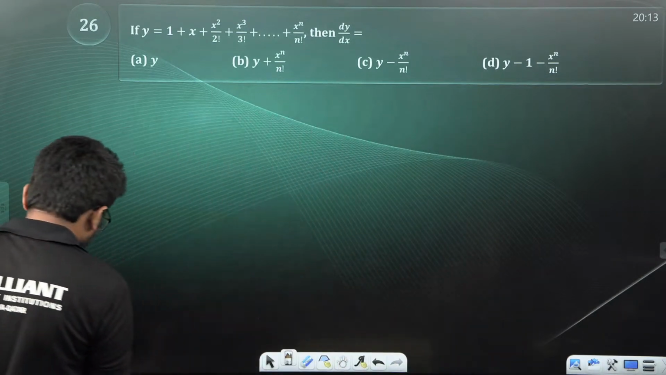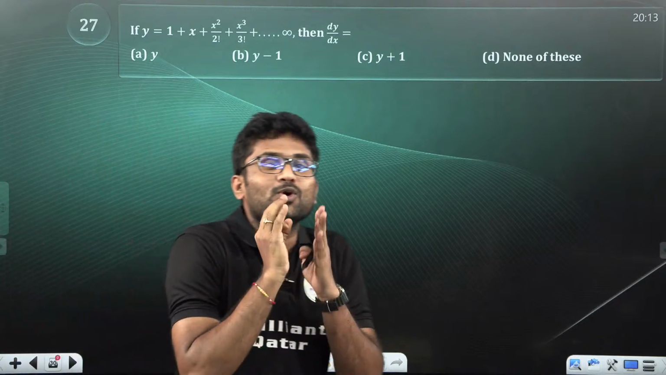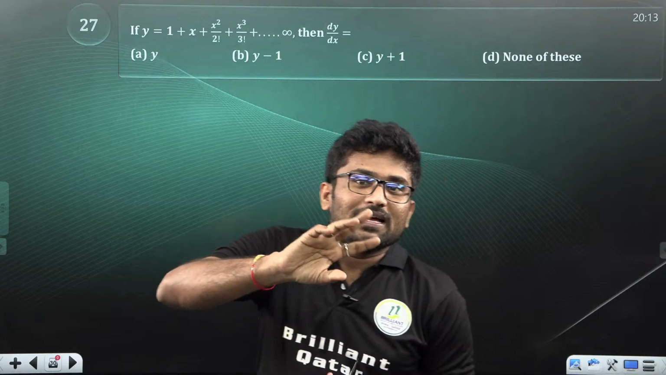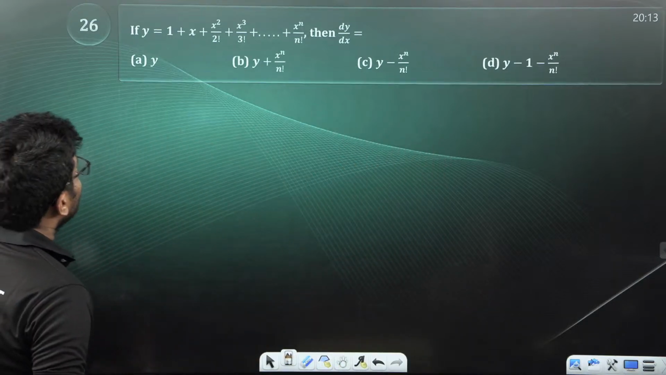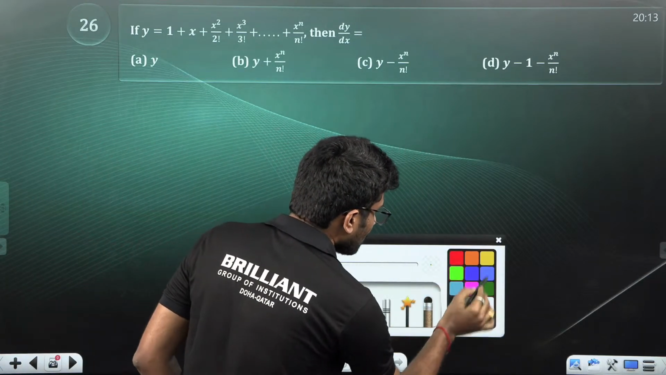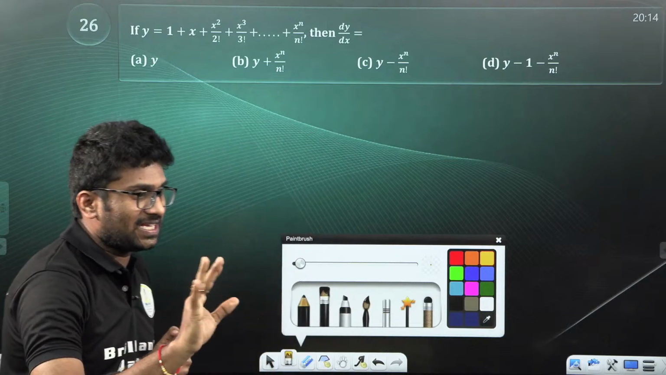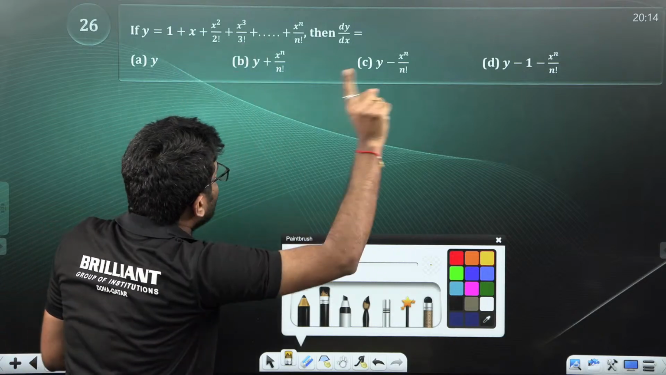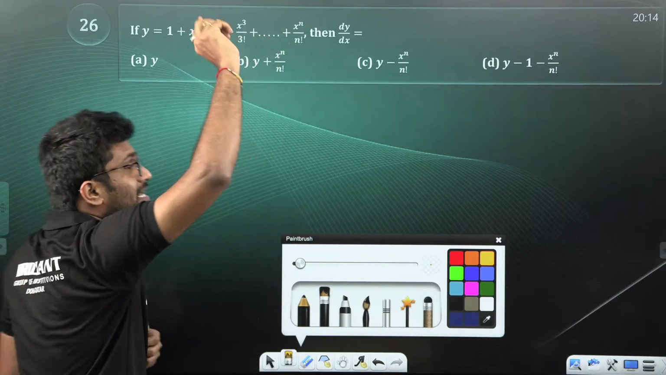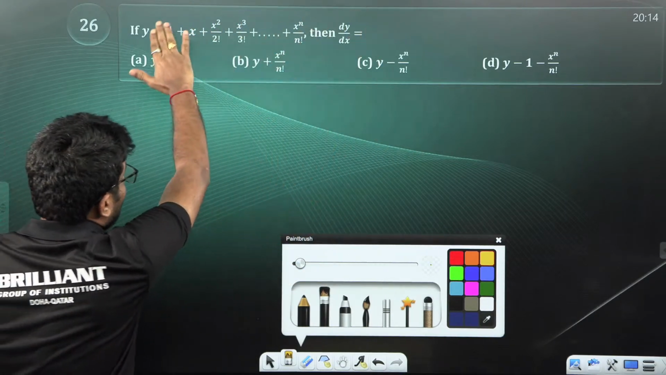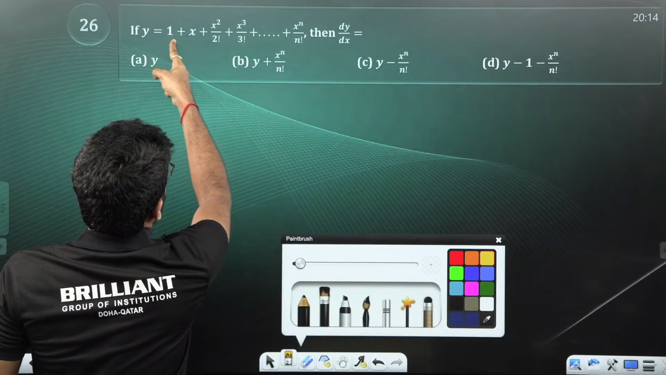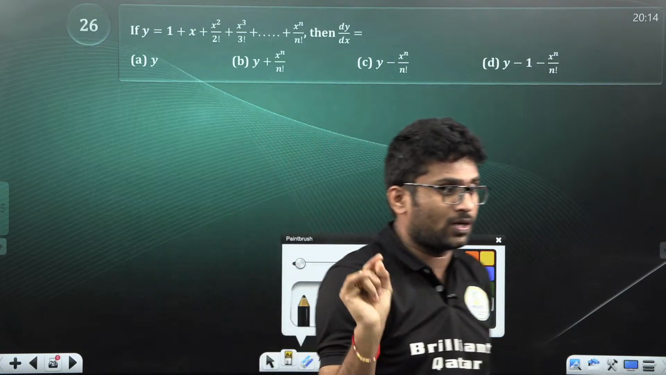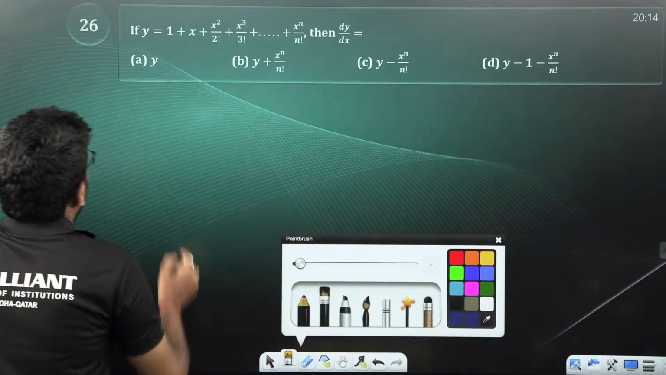Chalo. Guys, there are two questions, 26th and 27th. Beautiful questions. Understand the difference between these two. In both the cases they are asking us to find dy by dx. Don't get confused. This is not an infinite sequence. This is a sequence till n terms, like starting from x power 0 to x power n. So 0 to n means n plus 1 terms.